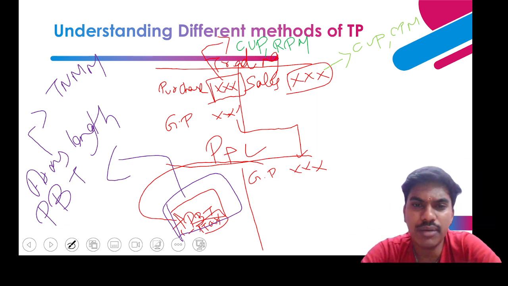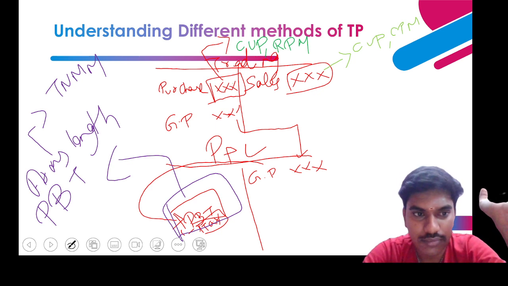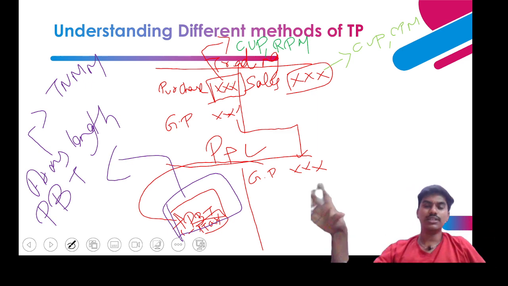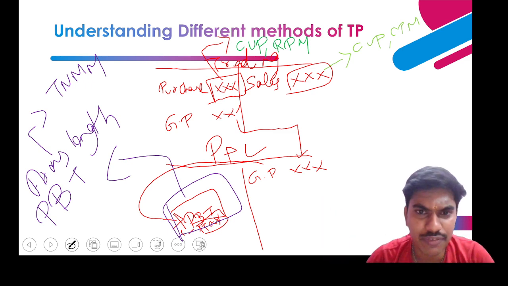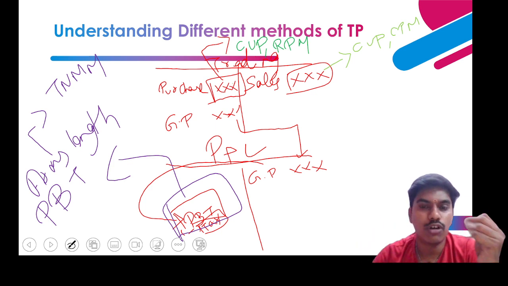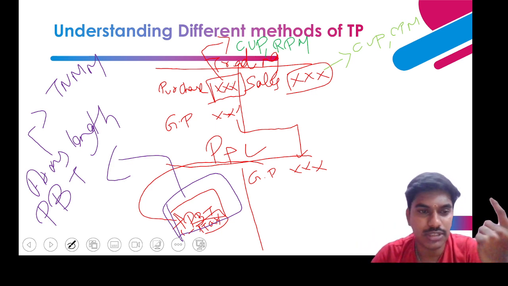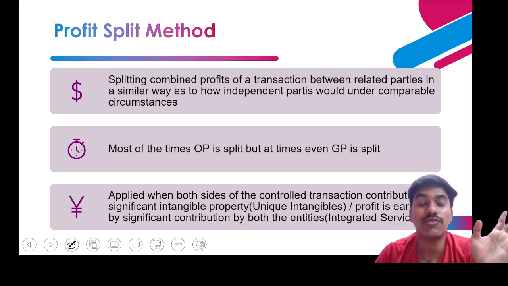And RPM and CPM can both only be used in trading. TNMM is used only in P&L mostly. Okay, so these are the different methods, the relationship between the four methods of transfer pricing: CUP, RPM, CPM, and TNMM. Now let us go to the fifth method of transfer pricing, which is the profit split method.